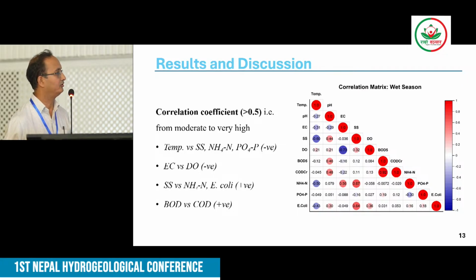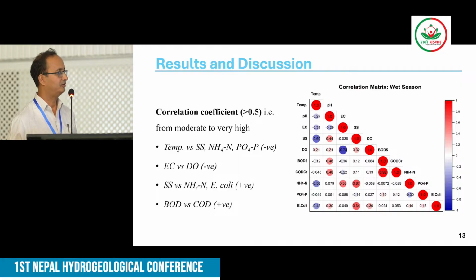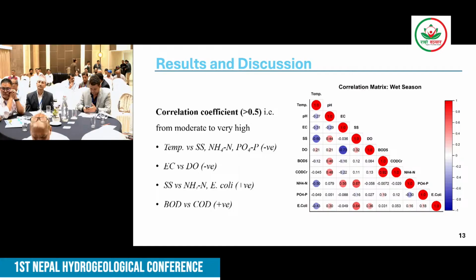This is the correlation coefficient for the wet season. So in this also we have a similar correlation. If you compare with the earlier slide, that was the dry season, and this is the wet season, we have this similar kind of correlation with the parameters.